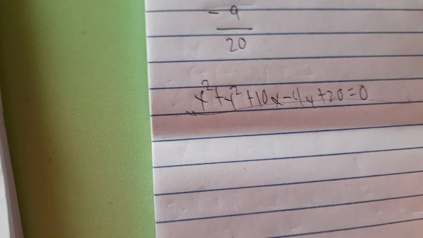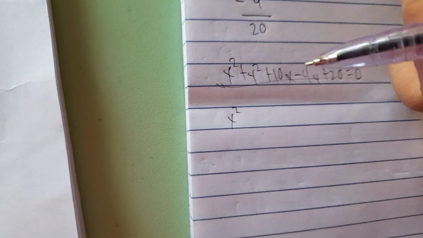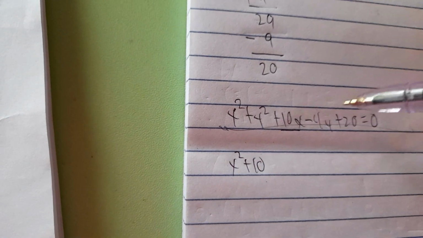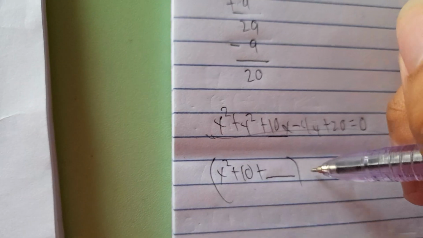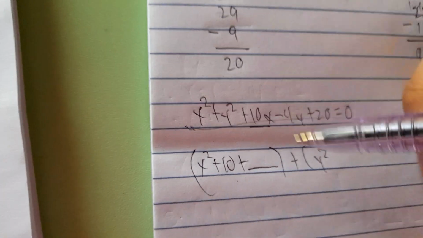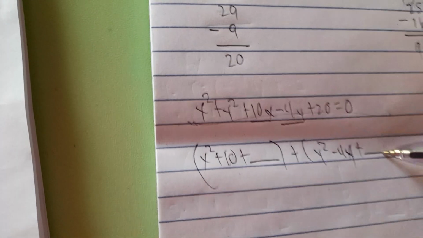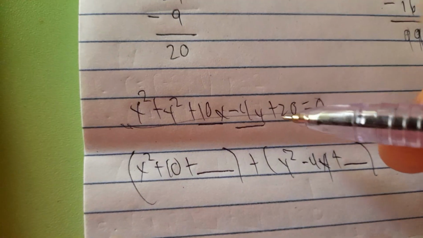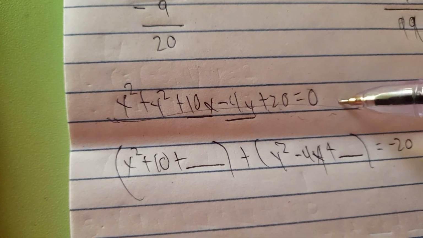Well, first I'm going to show you the proper way. First, you have to arrange the terms again. So x squared plus 10x plus blank, making sure you put the parentheses, then plus y squared minus 4y plus blank, equals negative 20, because this term is positive. When you move it to the other side of the equal sign, it becomes negative.